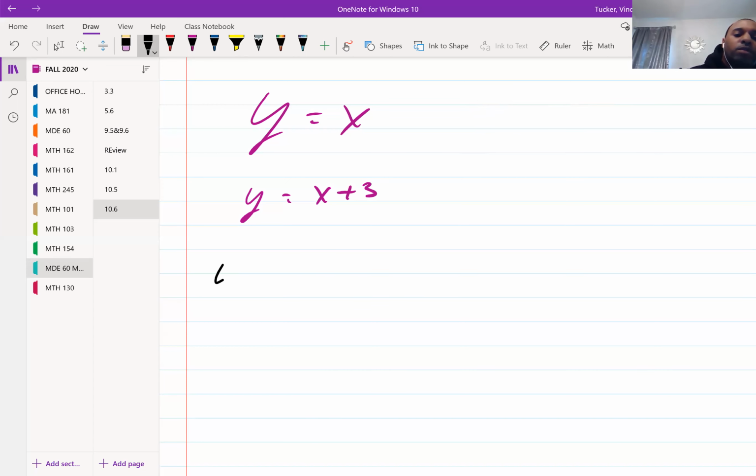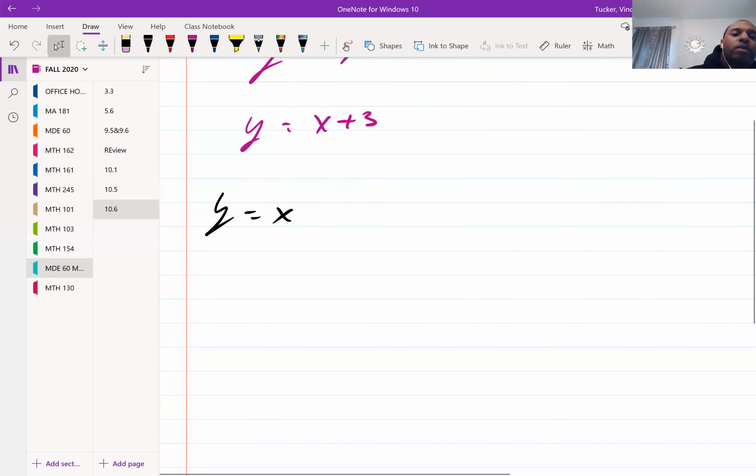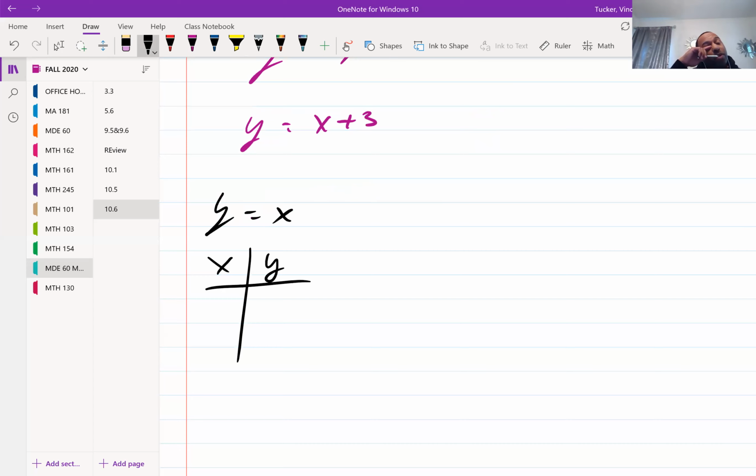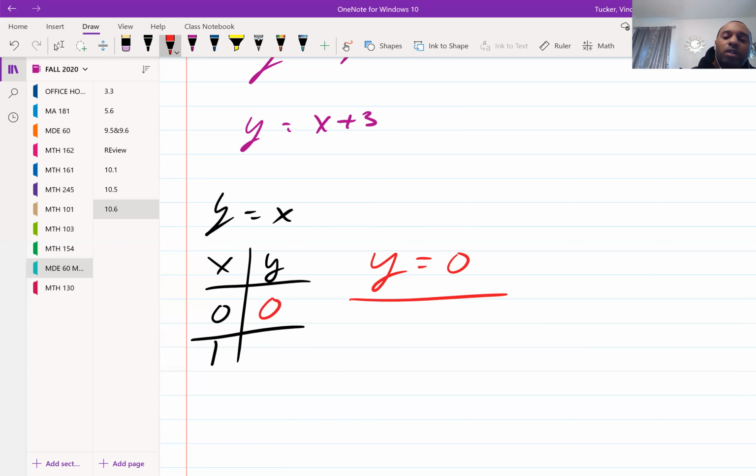So let's look at the first one, y equal to x. With your MyMathLab, you're going to do 2 points at a time. Whenever you graph using an XY chart, you just choose 2 values for x and plug them in to find the corresponding y value. So if y is equal to x, when I plug in 0 for x, y is also equal to 0. Then when I plug in 1 for x, y is also equal to 1.